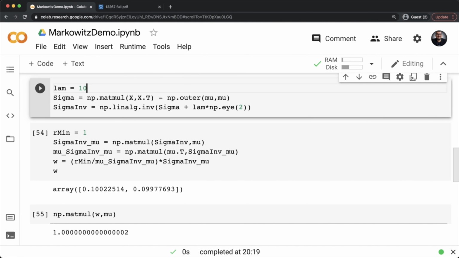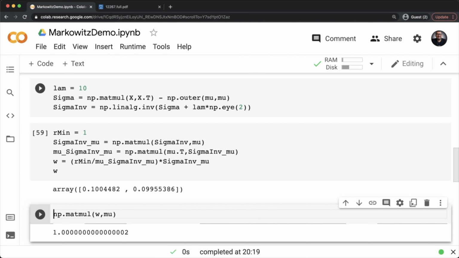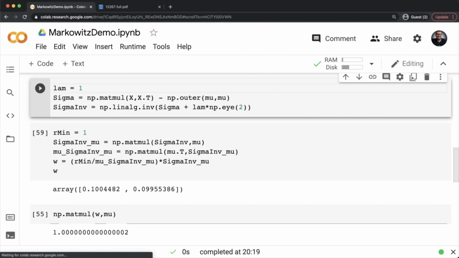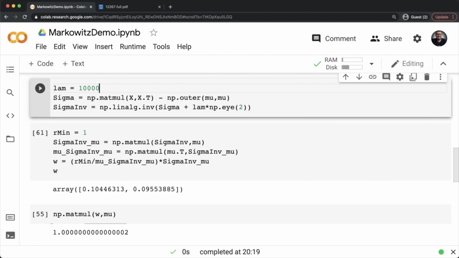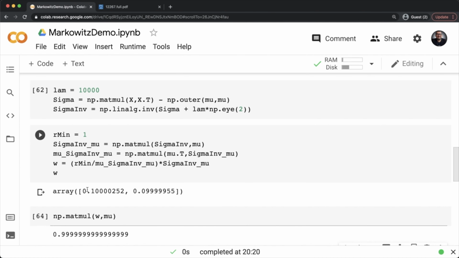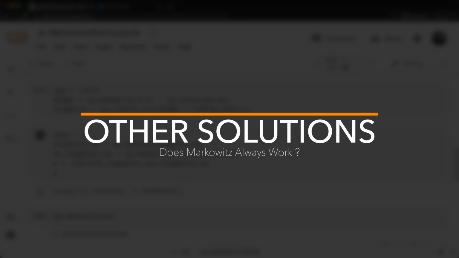Let's change this to 10. There you go, 0.1 as well. 1, also 0.1. Let's put it 100 or 10,000. There you go. Each weight is converging equally. So they're both converging towards 0.1. So yeah, that's it. That's all I have to say in this lecture.